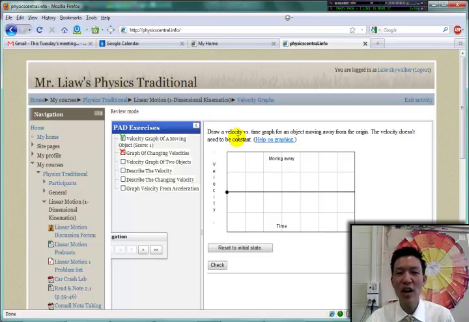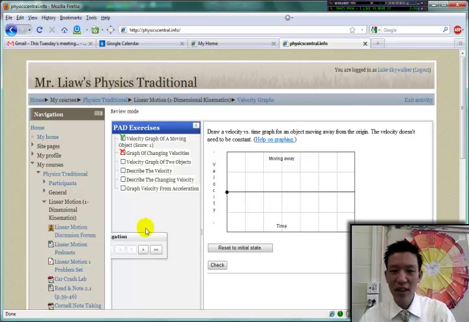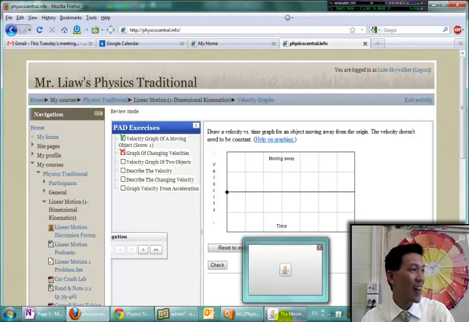Let's try this one. It says, draw a velocity versus time graph for an object moving away from the origin. The velocity doesn't need to be constant, okay? The first thing to notice is we have velocity on the y-axis as our quantity, and time is on the x-axis. Think of this like your speedometer. If you want to cheat a little bit, I actually put this up.